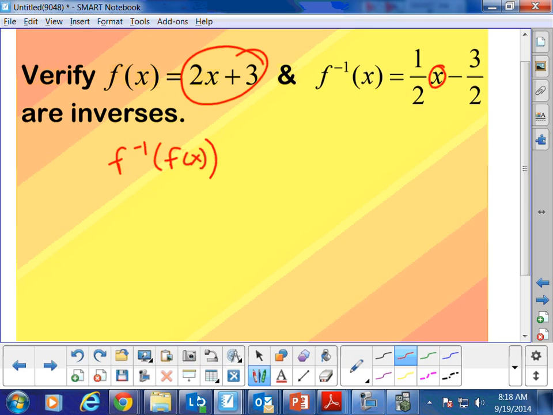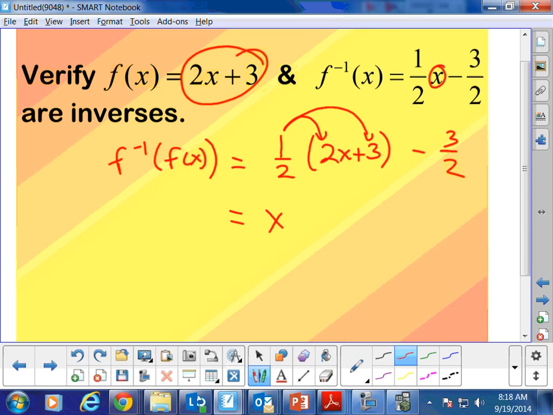So here, this is what we'll end up with: 1/2 (2x plus 3) minus 3/2. So with that, I'll do the same thing. I'm going to distribute here, which means 2 times this is x, this plus 3/2 minus 3/2. Those cancel, end up with an x, so yes, that way. So because I did it both ways, I have verified that they're inverses. Once you show both sides, then that's how you verify that.